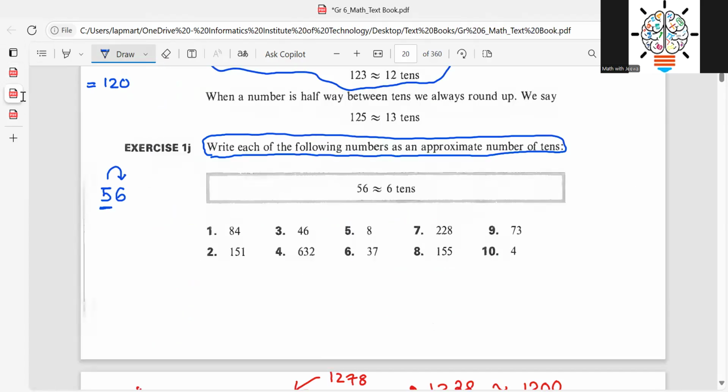So then here they have given different numbers you want to write as an approximate number of tens. Now you just see, now I'm moving to the 100 parts.